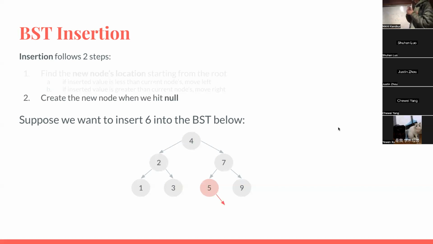But at this point, we fall off the tree. So we insert the node there because there are no more nodes to traverse. We insert 6, and after that the insertion is over. And then our height increases by 1 in this BST, right? Cool.